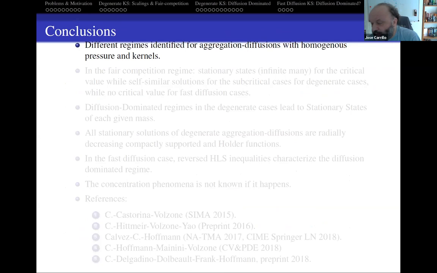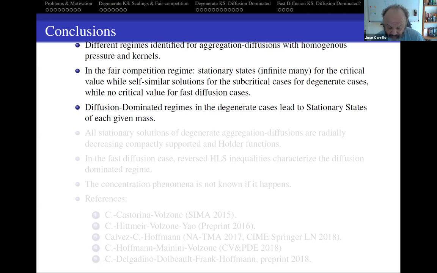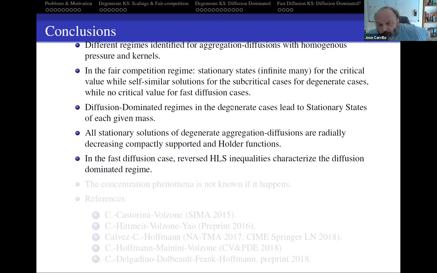I just want to make a summary of the global picture I showed you in this direction. So the different regions have been identified, at least for aggregation diffusion equations with homogeneous pressures and kernels. If you are in the porous medium case, fair competition regime, you have this dichotomy. And for diffusion dominated regimes in general, not only for the fast diffusion but also the porous medium cases, you have this result about the symmetry of the stationary states. And in the fast diffusion case, what we have identified are again these different regimes of diffusion dominated and aggregation dominated, which is different from the case of the porous medium, and is related now to reverse HLS inequalities.